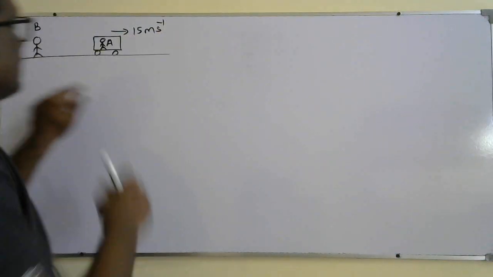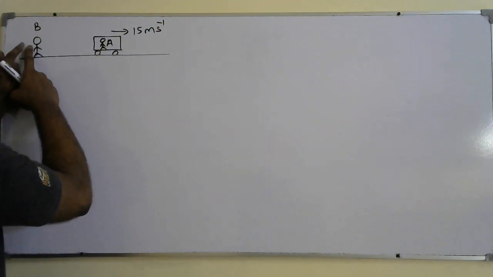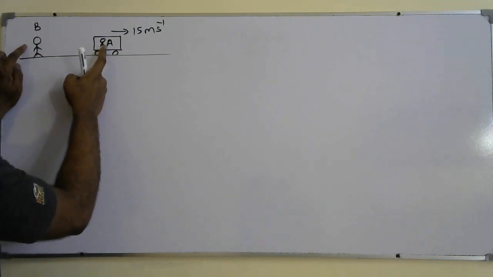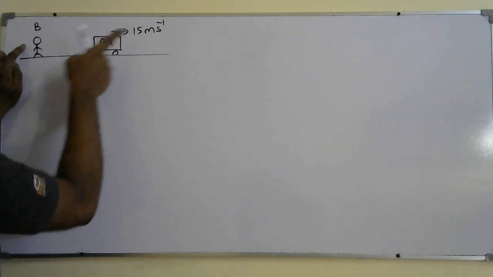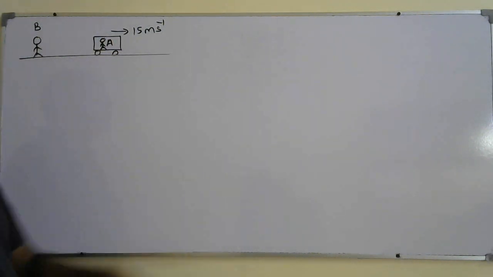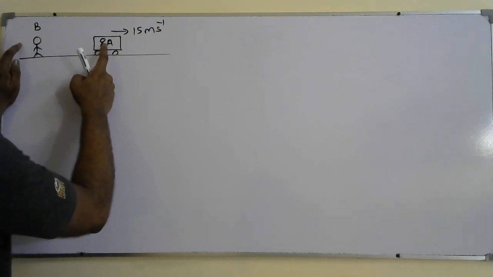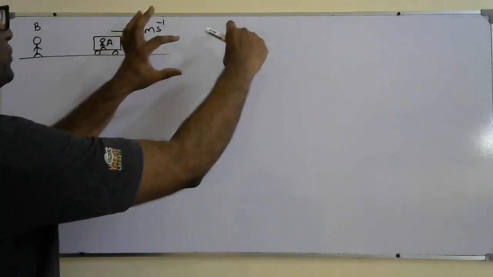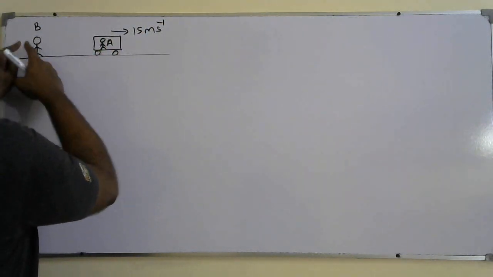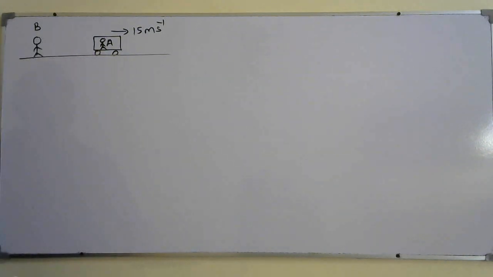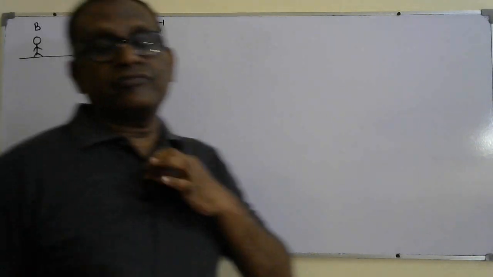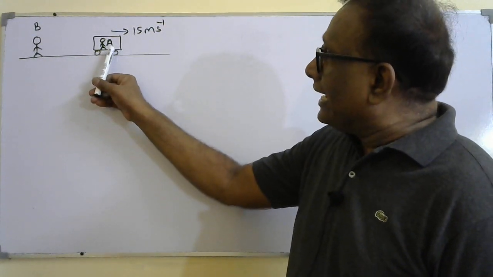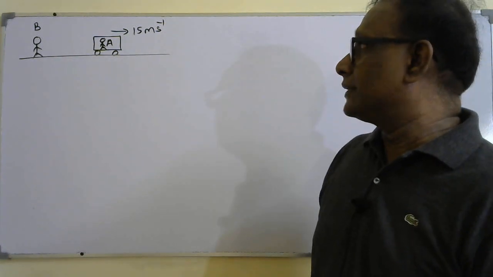So the speed of the car on the frame of reference of B is 15 meters per second. The speed of person A on the frame of reference of B is also 15 meters per second towards right. The speed of B on the frame of reference of A is 15 meters per second towards left. The car is moving towards right. When A measures the velocity of B, he will say B is moving towards left at 15 meters per second. So the velocity of B on the frame of reference of A is 15 meters per second towards left.